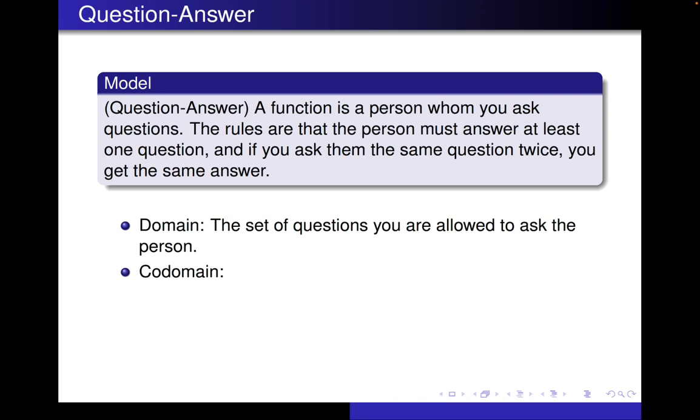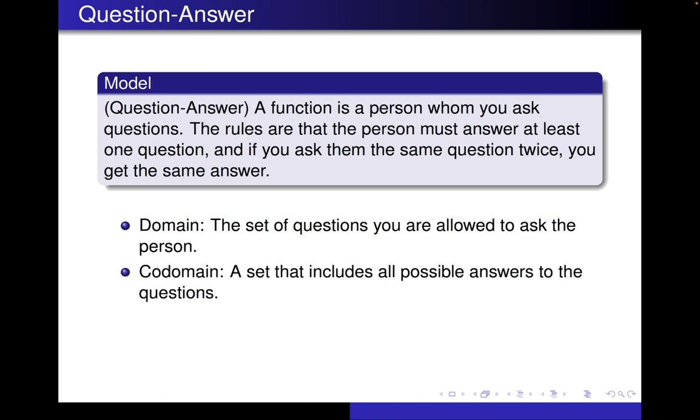And your codomain, your outputs, are going to be the set that includes all possible answers to the questions. Okay, and again, it can contain more elements than there are answers as long as it includes all the answers as well. And the range is the actual answers to all the questions. So if you list all the answers to all the questions and include that in a set, that is going to be the range.